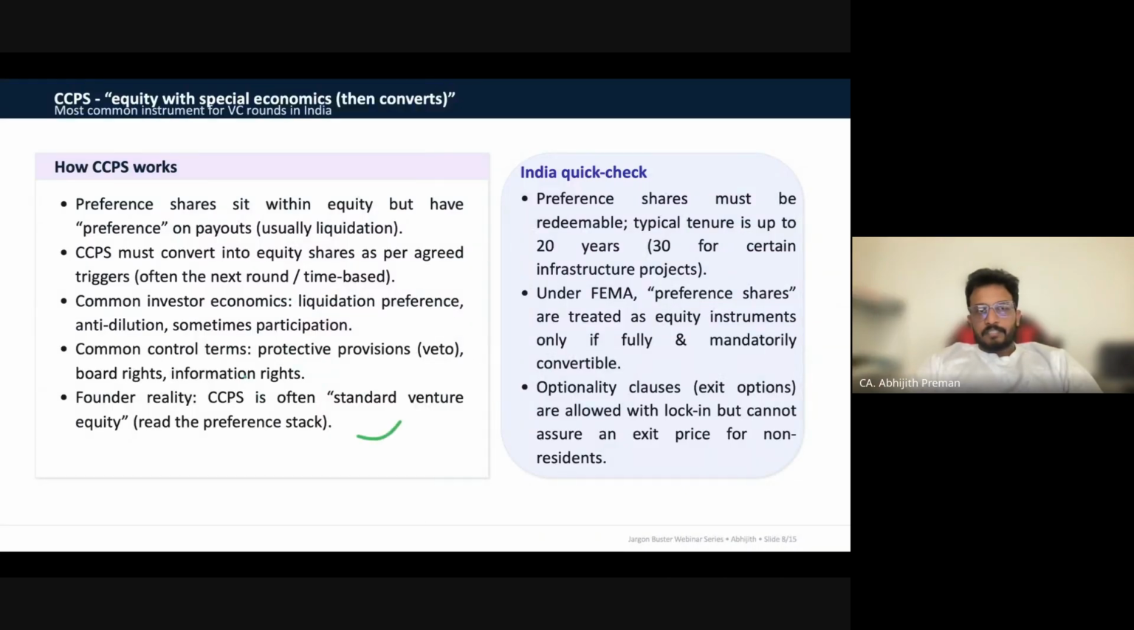Founder reality: CCPS is often standard venture equity. Okay, so if you are going for a VC round, CCPS is the most common instrument that you are going to see. Then preference shares must be redeemable. Typical tenor is up to, I mean, this is not applicable for convertible preference shares. Optional clauses are allowed within lock-in, but these are not that important. Those are from a compliance perspective. I'm not touching upon that.